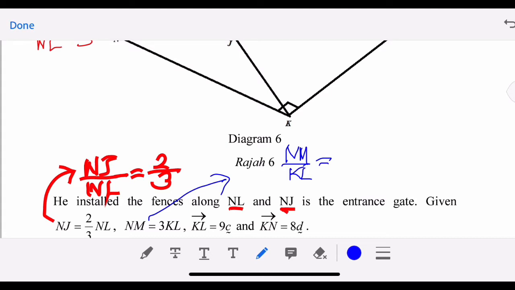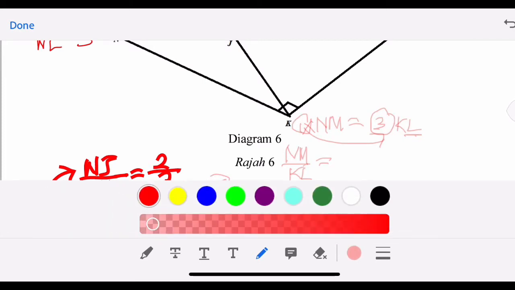The other one is NM over KL. We also write it this way. NM over KL, the number is 1, multiplied, is equal to 3 times KL. The letters NM go to one side and the number goes to the other side, right? So you have to cross multiply carefully. Make sure the ratio is correct first, and label the ratio on the line segment. So now NM over KL is actually 3 over 1, not 1 over 3.